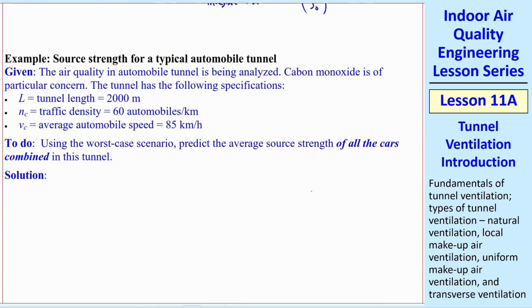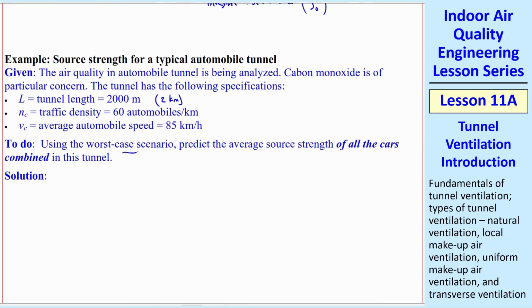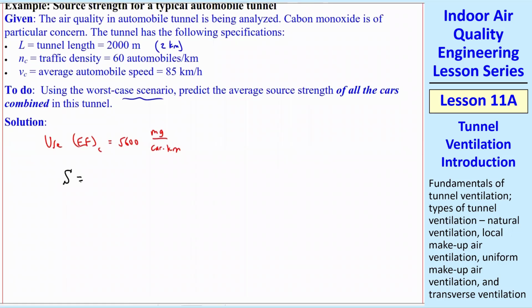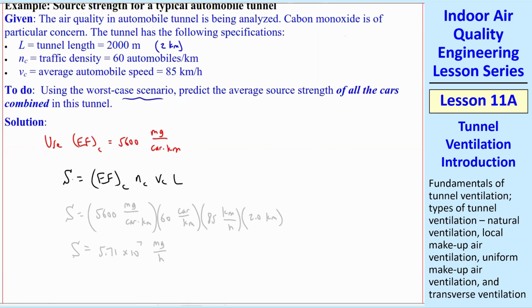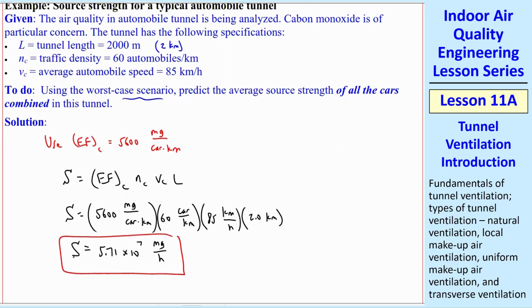And I'll do a quick example here. The air quality in an automobile tunnel is being analyzed. Carbon monoxide is of concern. And the tunnel has these specifications. Using the worst case scenario, predict the average source strength of all the cars combined in this tunnel. When I say worst case, we're going to use the bigger one that I gave you, which is the older one for older cars. And then capital S, and then just plug in the numbers. And we get S is 5.71 times 10 to the 7th milligrams per hour, or 9.52 times 10 to the 5 milligram per minute.